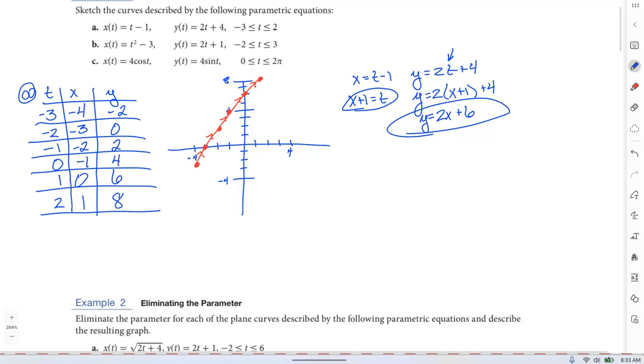But it's not the entire function because it's just a segment of it. Remember, we restricted t here, so we would want to put a restriction on the x values here. And you can see that our x values are bounded from -4 to 1. So this equation works as long as x is between -4 and +1.